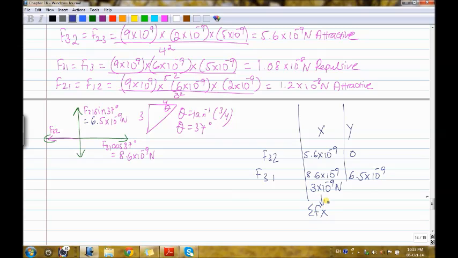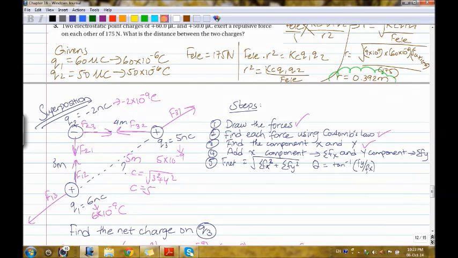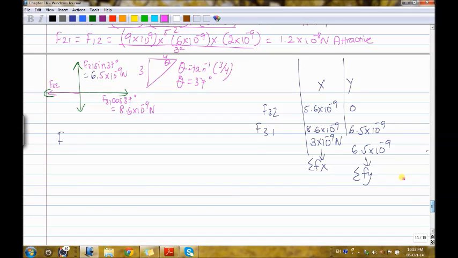Fx, and this would be, if we added 0 plus 6.5 times 10 to the power of negative 9, so it's just going to be 6.5 times 10 to the power of negative 9, so this is the Fy. So we finished the fourth step, and we move on to the fifth step, which is finding the F net and the angle.